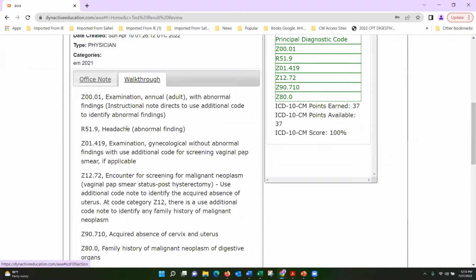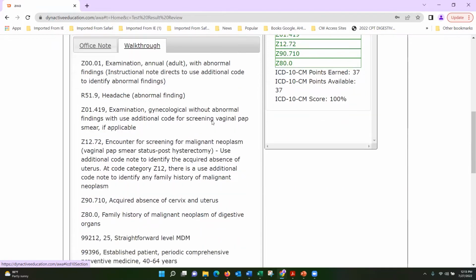She's not here for the headache. She's here for her exam because the insurance is going to pay for it, and they probably require an annual exam, either through her insurance company or perhaps through her employment. So that's going to be the reason the patient's here. There is an instructional note at this code that tells us to identify the abnormal diagnosis. In this case, it's a headache, and that's all we know. We just know the patient has a headache. So it's R51.9.